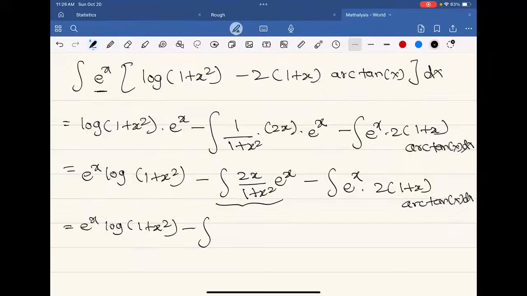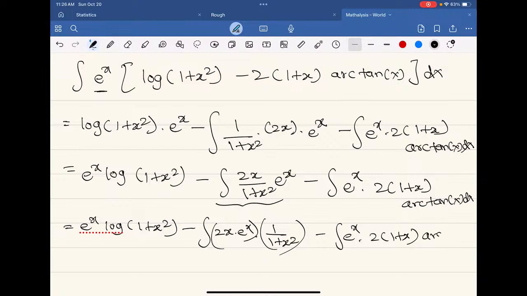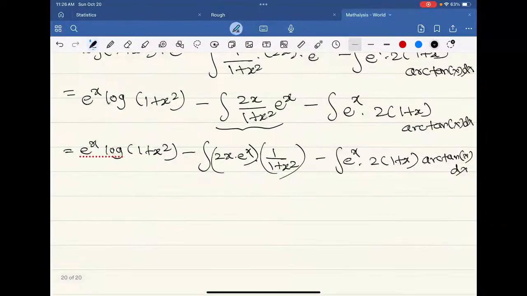Now what I will try to do is let this just be 2x e to the power x times 1 by 1 plus x square. I will try to integrate this one and differentiate this one so that we get the same thing. I'm not sure if it will work, but we can give it a try, right? It's just about trying and doing, and at some point we will definitely be right.